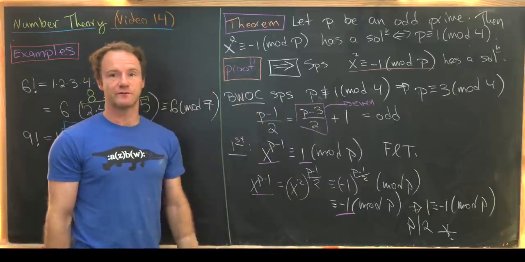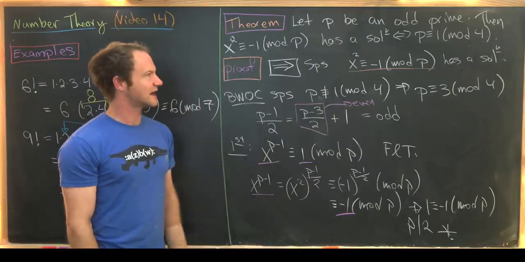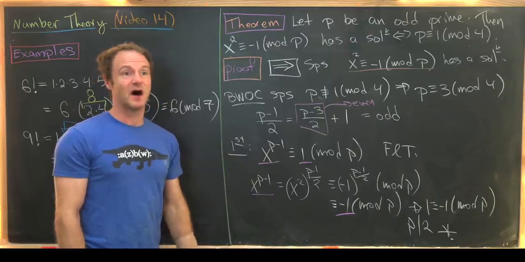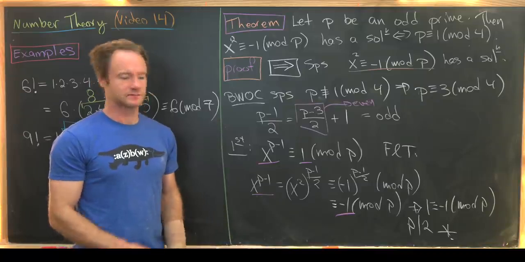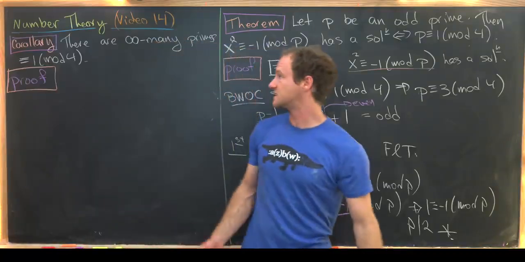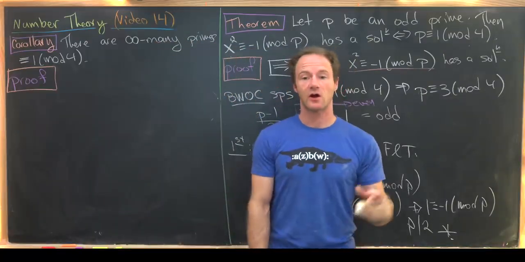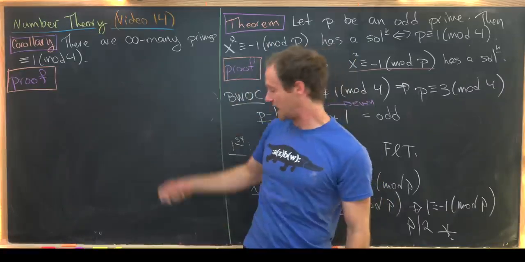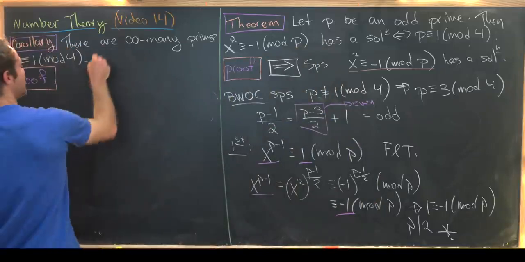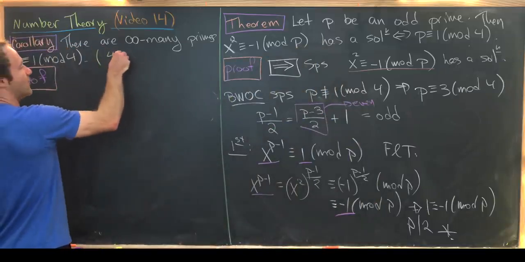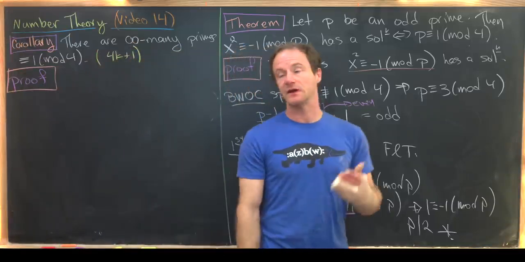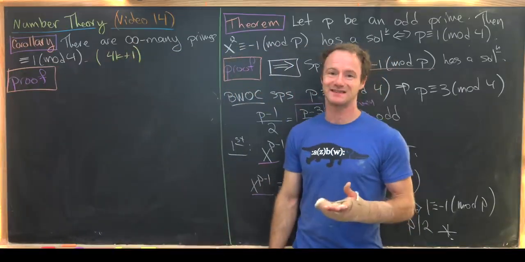And that finishes the proof of this theorem. Now we're going to look at a nice corollary to this theorem that is related to some other theorems that we've seen in the past. Okay, so our corollary to this theorem is as follows. There are infinitely many primes that are congruent to 1 mod 4. So in other words, infinitely many primes of the form 4k plus 1. Being of the form 4k plus 1 and being congruent to 1 mod 4, that's the same.